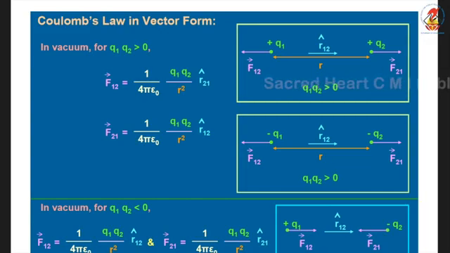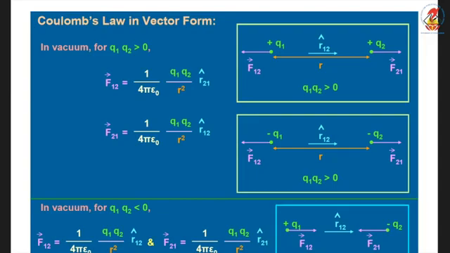Since two charges are like charges, q2 repels q1, that is why direction of force is towards left. Similarly F21, F21 is force on charge q2 due to q1. Since q1 repels q2, the force is towards right. Now let us see how to write the equation. Look at the first equation.